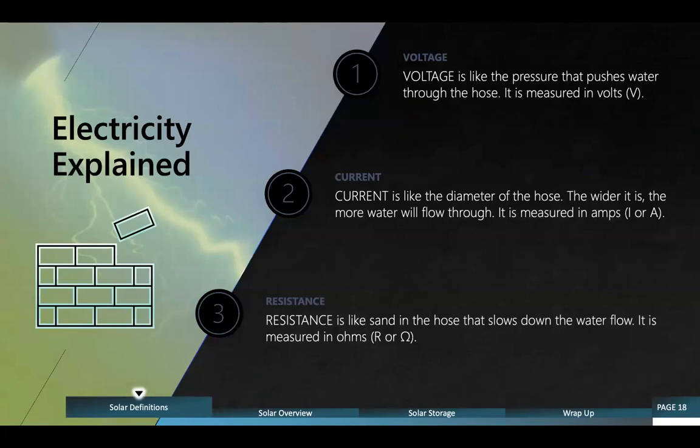What is voltage? Well, voltage is measured in V's, volts, and is the pressure. Current is the diameter of the hose, basically, right? The wider it is, the more water will flow through. It's measured in amps. You usually see that as I or A. We didn't go over this one much because we're going to do it more later in the module. Resistance. It's like kicking at the hose or putting sand inside of a hose or something like that. It's going to restrict the flow of water. So it's usually measured in ohms. So this is the resistance.